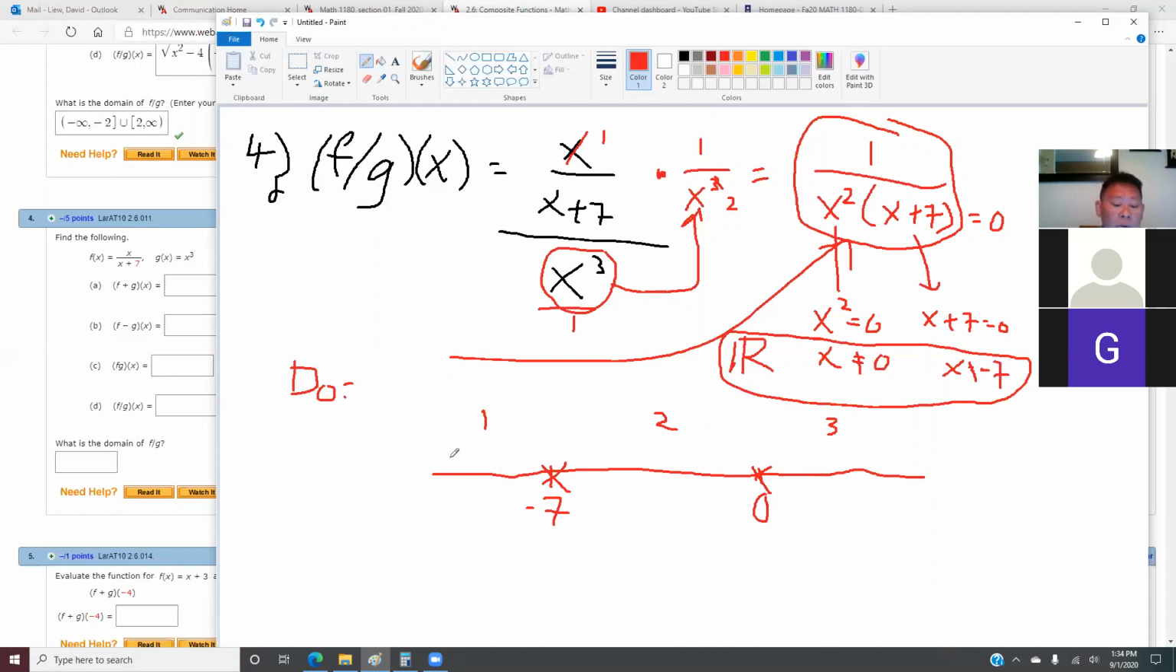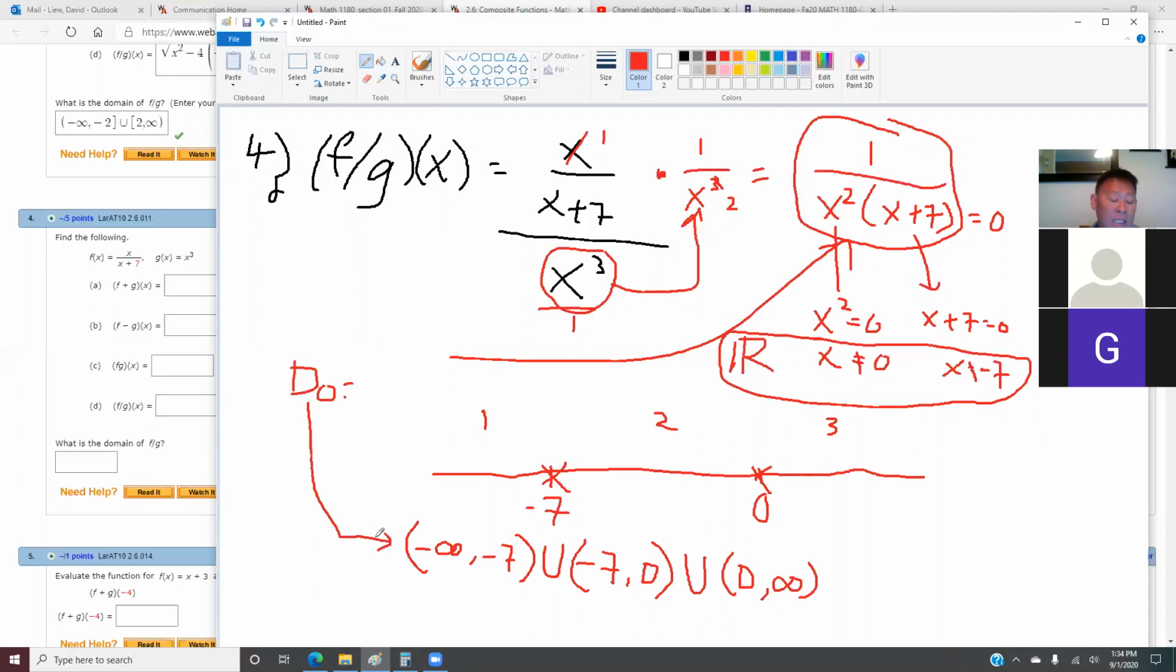So we have three interval notations. The first goes from -infinity to -7, and since you cannot include it, you use parentheses. The middle one goes from -7 to 0, and you cannot include it. The last one goes from 0 to infinity. Then you need to put a union twice. So this is the domain in interval notation for question number 4: from -infinity to -7, -7 to 0, and then 0 to infinity.